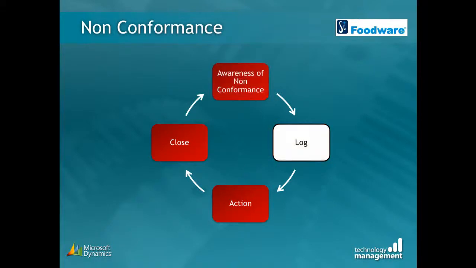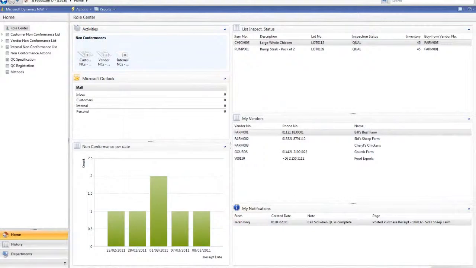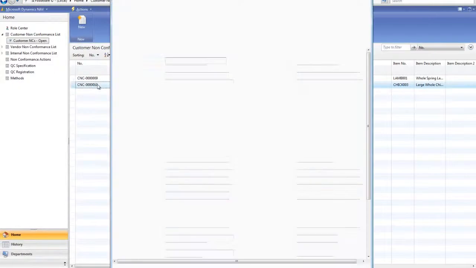All non-conformances must be logged. I will show a non-conformance that has already been raised against our chicken product. The NAV 2009 Role Center helps users to see how many open non-conformances are currently present on the system. I'll click the stack of customer non-conformances to access the list.